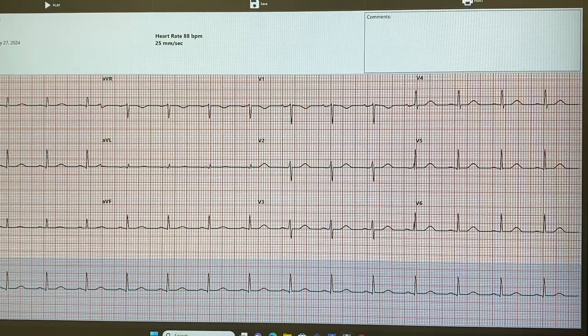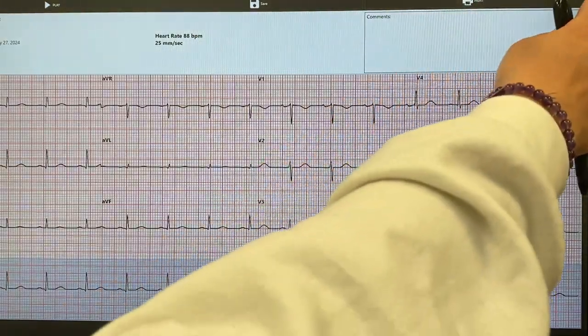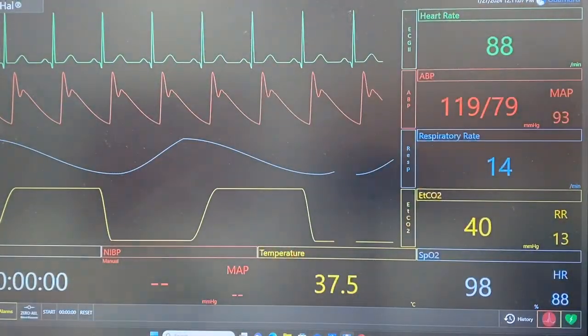And then, was that the end of your list? Yeah, that's it. So then it meets all your criteria. So then what is this? Normal sinus rhythm. Very good. NSR, normal sinus rhythm. Go ahead and X that for me on the very corner there. Okay, perfect.